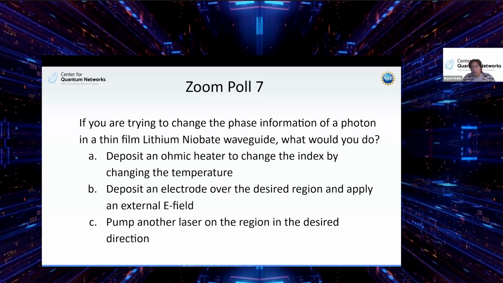Already, we have a little bit of an even spread here. So when it comes to A, thin film lithium niobate does have some thermo-optic properties. I mean, almost pretty much every material does. However, thin film lithium niobate has a very strong Chi2. And so because of that, by putting just one electrode across it, not periodically poling it, we should be able to apply an external electric field onto it and change the phase information. So the answer for this one would be B, right?